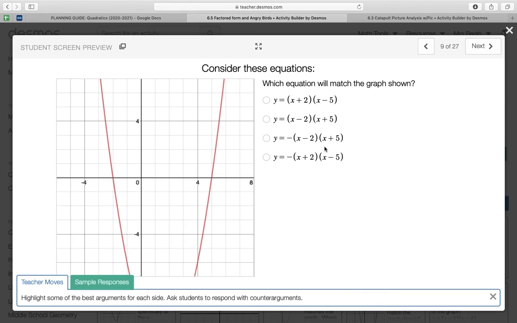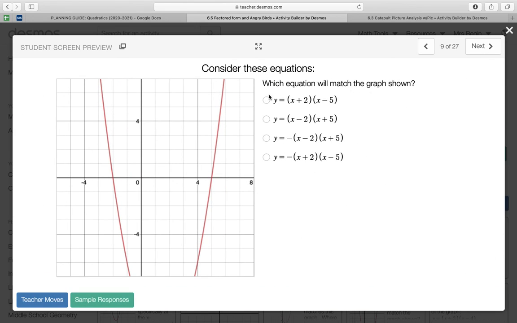Okay, so consider these equations. Which equation will match this graph? So let's look for the x-intercepts. We have a negative 2 and a positive 5. And we talked about how in the pattern that we looked at, it's going to be the opposite. So the opposite of negative 2 is positive 2. So it's either the top or the bottom. And then the opposite of 5 is negative 5. So top or bottom. Okay, so what's the difference between the top and the bottom? One has no negative in front, and one has a negative in front.